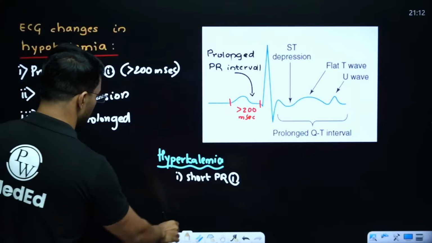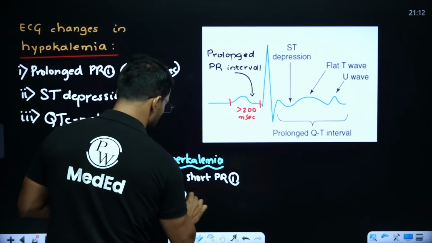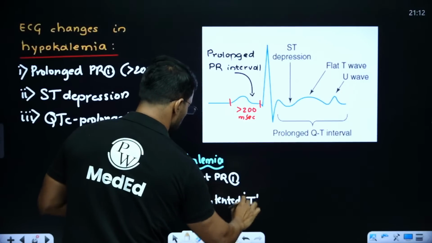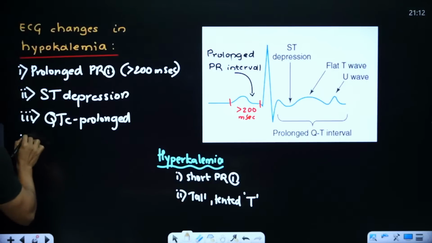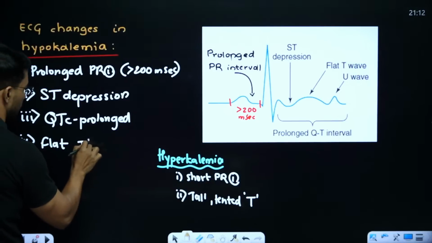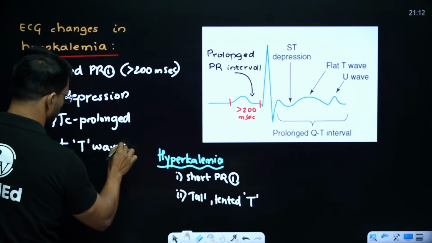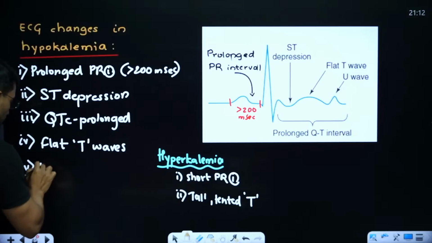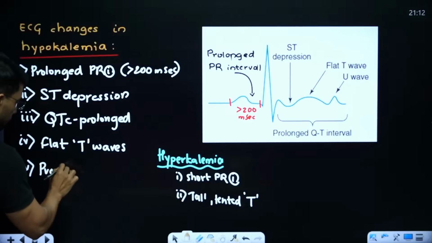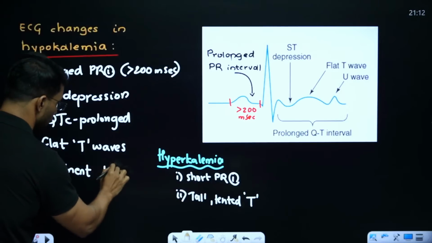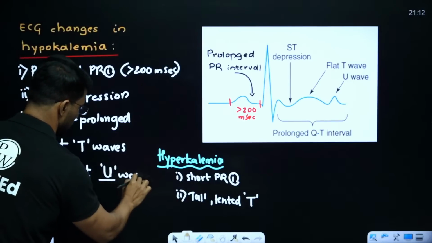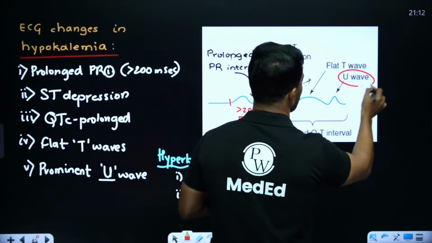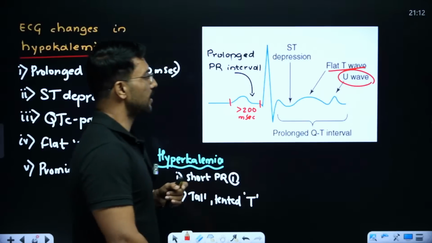Then with respect to T waves, in case of hyperkalemia, we see tall tented T waves. So here we get flattened T waves, opposite of it, right? We get flat T waves. And in addition, you may have prominence or emergence of U wave. So please use this prominent U wave as a potential clue for hypokalemia. Flat T wave and U wave.